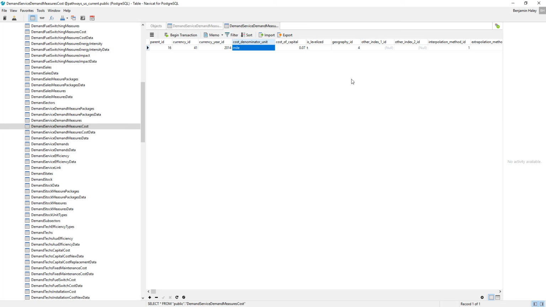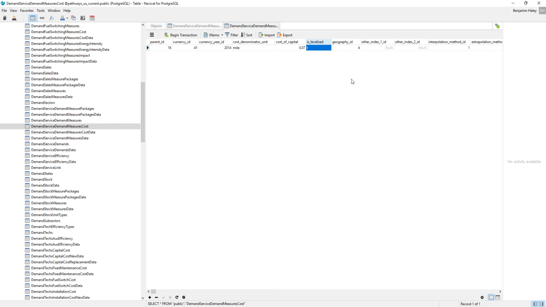So what this will do is say, okay, if your cost is 10 cents per mile and you save 150 billion miles, then your cost is going to be $15 billion. So that's what that denominator unit is doing. Cost of capital, we actually need to turn those capital costs, if they are levelized, into an installed cost, and so we need a cost of capital to do that, and so we can input that here.